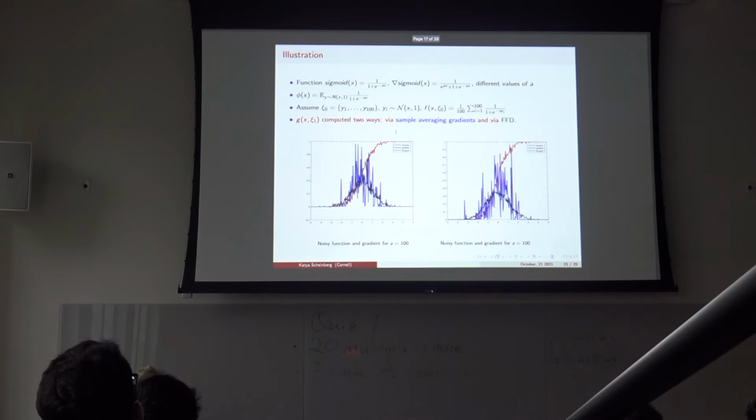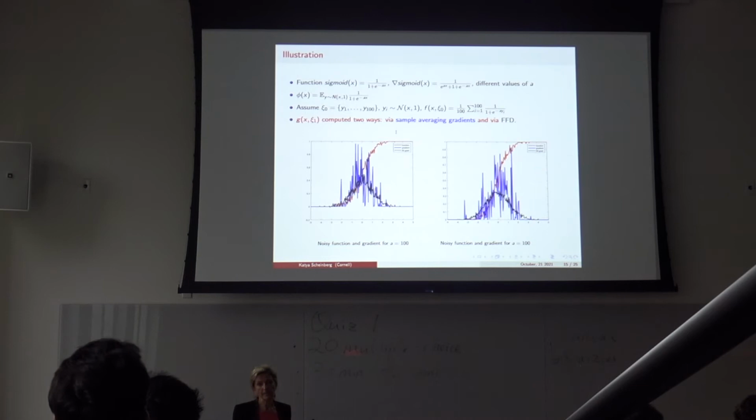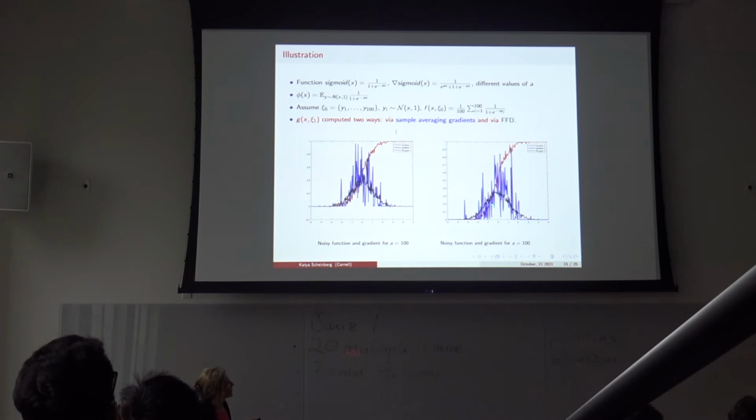then the situation changes. The blue is the noise in the gradient. I'm still averaging 100 gradients. The function itself is not pretty but it's not bad noisy. But the gradient is all over the place. So the variance is large. And this is the gradient approximation using finite differences.